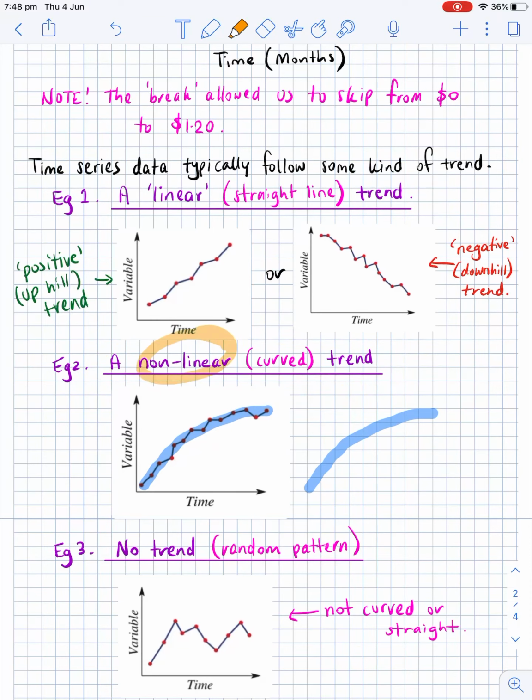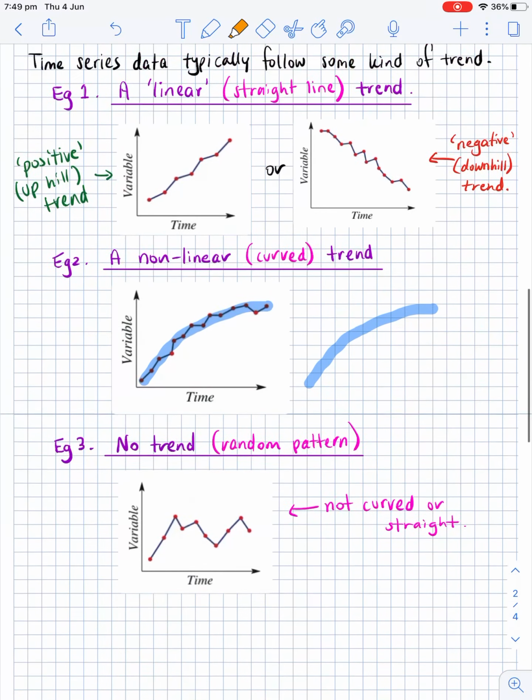Non-linear means not straight. If we have a look at the shape that this trend is making, it looks like a curvy line. You can see it's going up here and then it starts to flatten out. So we'd say that is a non-linear trend. It's a curved trend. It looks like it's going to keep flattening out. It's definitely not a straight line. It's definitely not a linear trend.